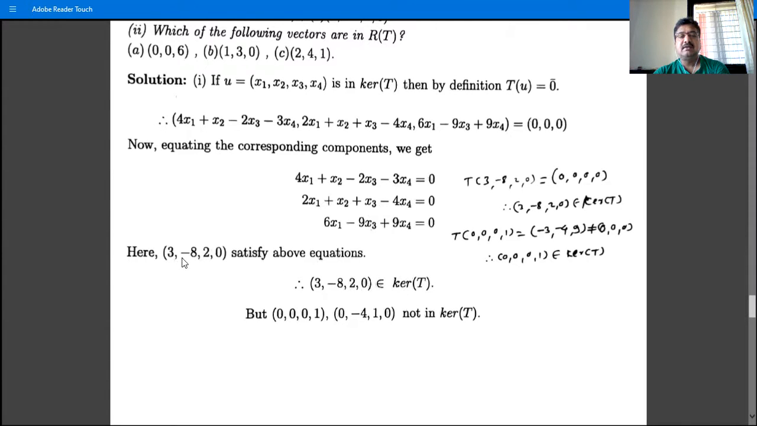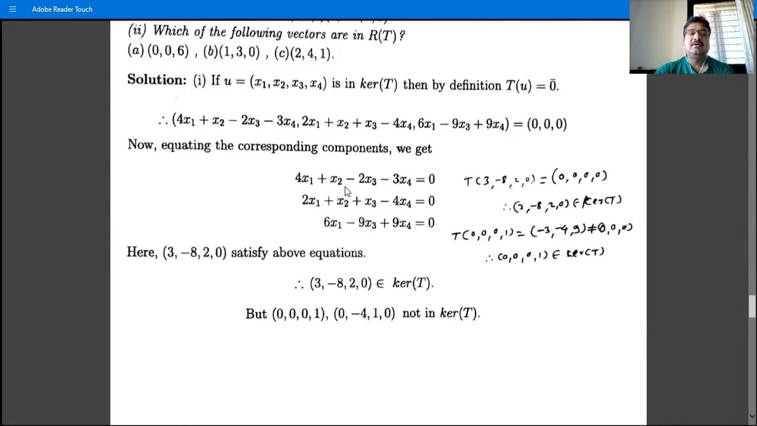Here (3, -8, 2, 0) satisfies the above equations. That is, when we substitute x1, x2, x3, x4 as 3, -8, 2, 0, all these three equations are satisfied, and therefore (3, -8, 2, 0) belongs to the kernel of T. But the other vectors do not satisfy these equations, and so these two vectors do not belong to the kernel of T. So this is the first method.